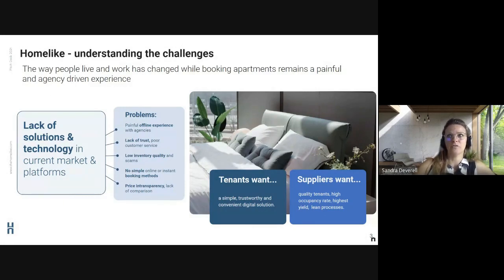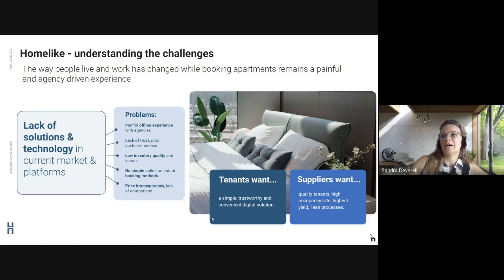Homelike found the following challenges in the market, and they are still there today. People changed the way they work and book apartments and view apartments as well, especially during Corona. And it was, or it can still be, depending on some regions, quite an offline or painful way of making bookings. There was a lack of technology and solutions, a lack of trust from the customers, as they cannot really identify who's behind it. There was no way of establishing a verified or trusted supplier. Low inventory quality was an issue, so no filtered or standardized apartments, no simple online and instant booking methods, or price transparency.